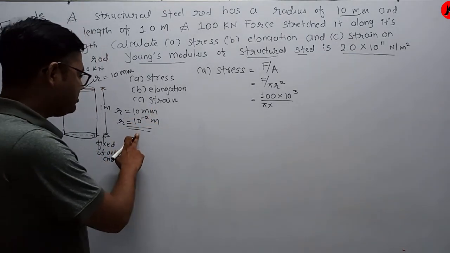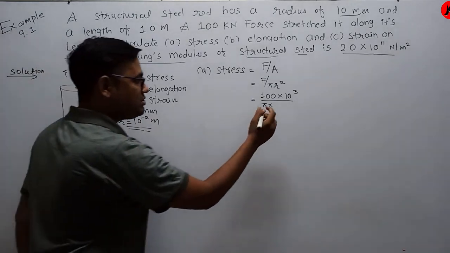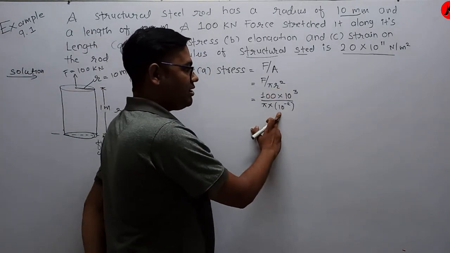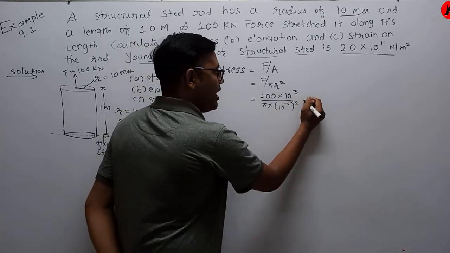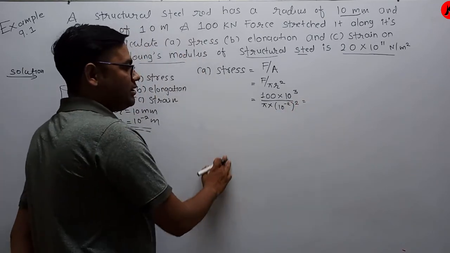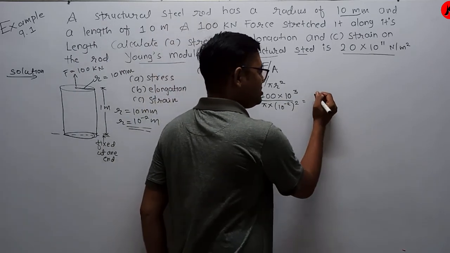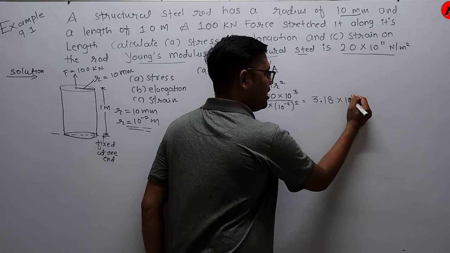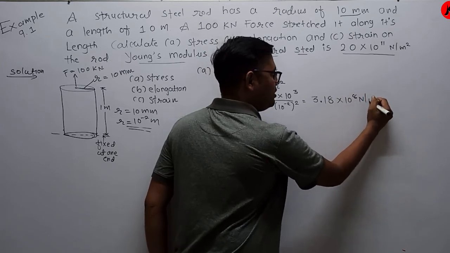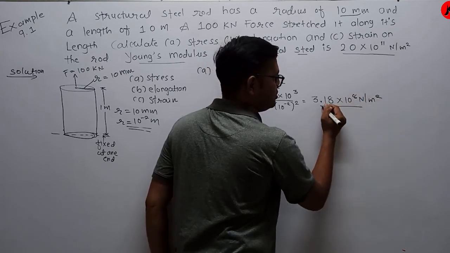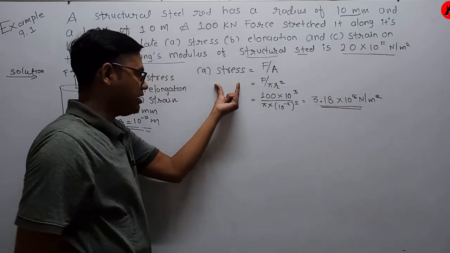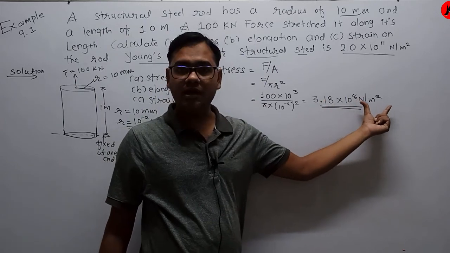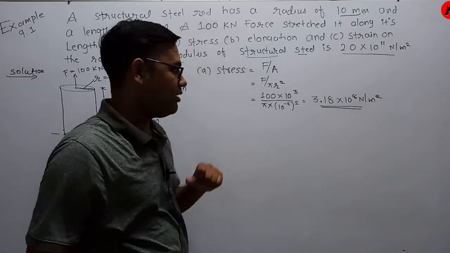So put the value of 10 raised to minus 2 in this equation. So 10 raised to minus 2, and here r square, so 10 raised to minus 2 squared. After calculating, we will get the value of stress, which is 3.18 into 10 raised to 8 Newton per meter square. Here the value of stress that we get is 3.18 into 10 raised to 8 Newton per meter square, right?